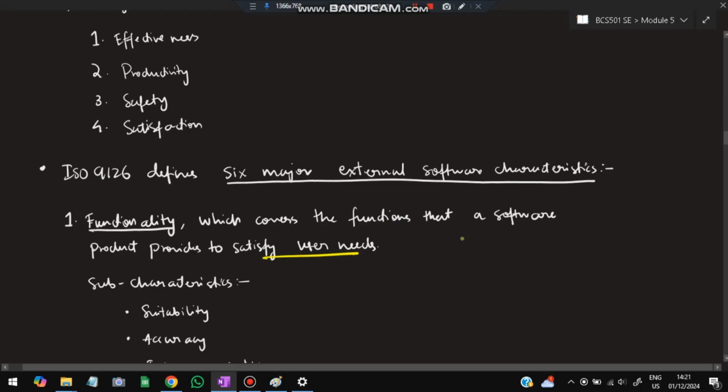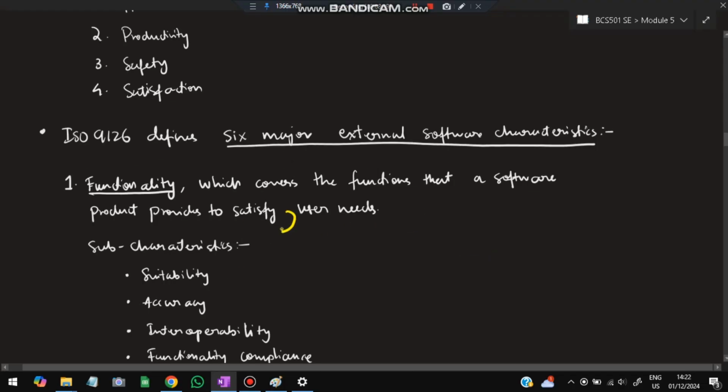For example, the cab booking application: what is its function? Its function is to book a cab so that the user can travel from one place to another. Whether that function is covered properly or not, that is functionality. Inside that, sub characteristics are there. If these are satisfied, obviously the functionality will also be satisfied.